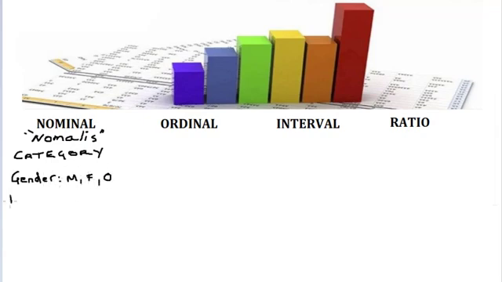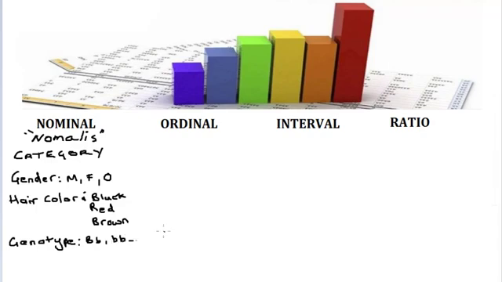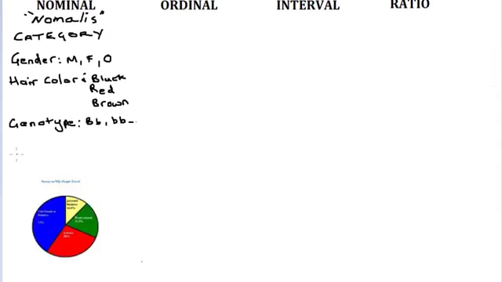Hair color could be a category. Hair could be brown, black, blonde, red, etc. And genotype is an example of a nominal variable. Genotypes can be big B, little b, two small b's, and so on. These variables are often placed into pie charts.